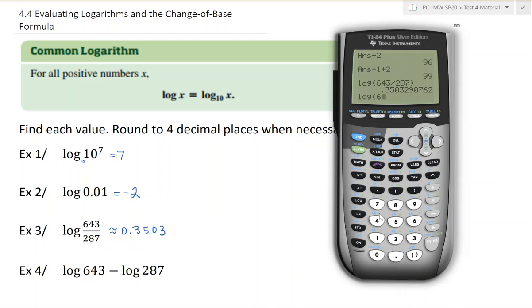Now if I had the log of 643 minus log of 287, go ahead and put that in there, log of 643 minus the log of 287, and there you go. You get the same result as the last time. That's because our log properties say if you have the same base log and the logs are being subtracted, you can write it as a single log and divide the arguments, with the negative log argument being on the denominator. So this is the same as our previous answer.